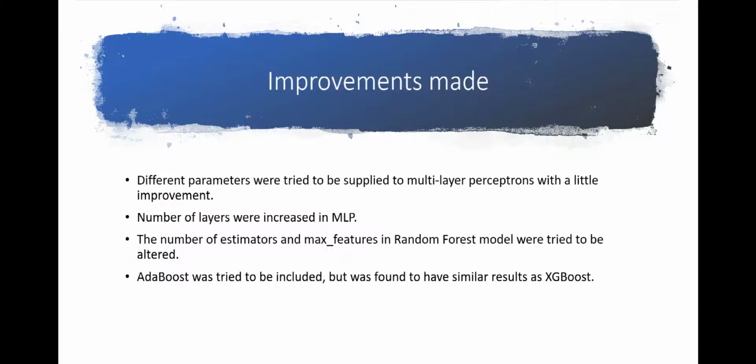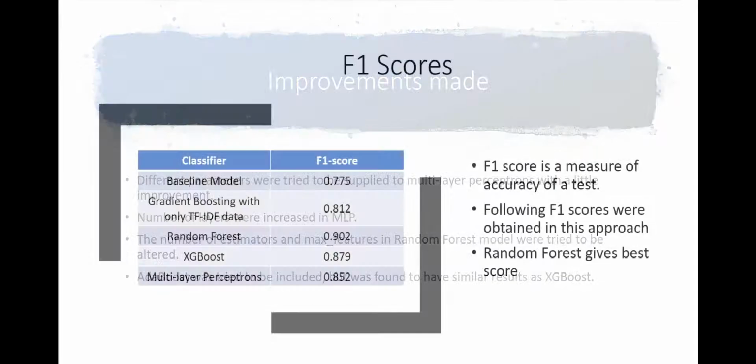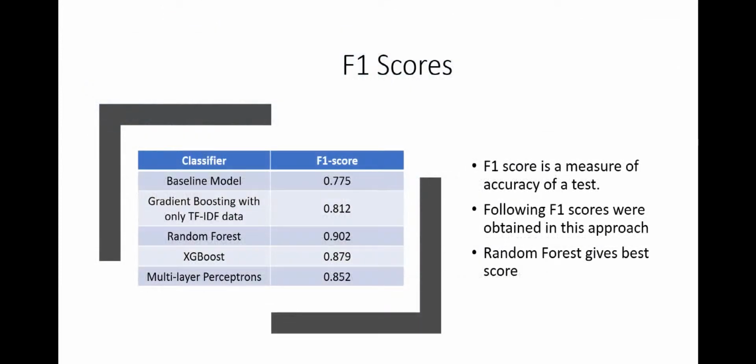So a few improvements were tried here and there. Some multi-layer perceptron parameters were altered, the number of layers were changed, and the estimators and max features for random forests were tried to be altered. And AdaBoost was also tried to be included, but it gave almost similar results as the XGBoost. So the F1 scores, as you can see, show us the baseline model to be the worst, the one with linear regression, and the random forest model has come out to be performing the best one. But going further, we will discover something more about XGBoost over here, the second model.